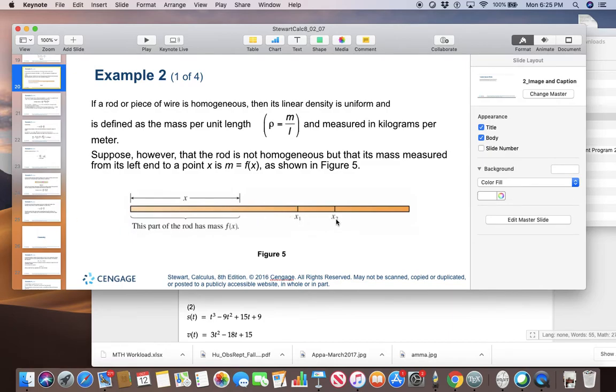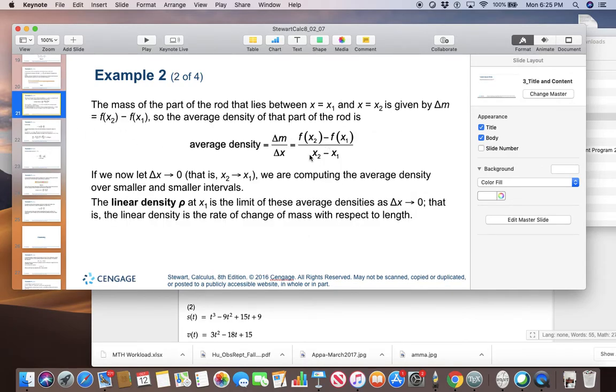Let's go back to the picture. Here is x1, here is x2. Your rod could be thick somewhere, thin somewhere, whatever. We don't know how it goes. So we measure from our starting point the mass of the rod for any x. So the mass of the rod from x1 to x2 you obtain by taking mass until x2, subtract mass until x1. So the difference in those masses is delta m, and the difference in those x's is delta x. That's all this is, delta m over delta x. So this is called average density.